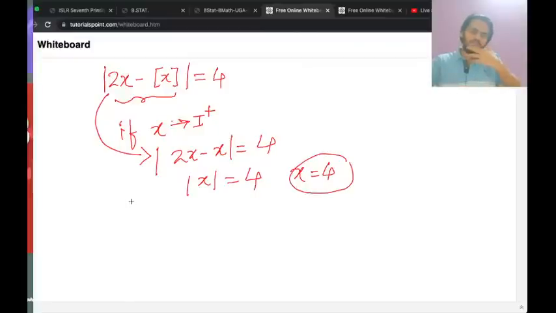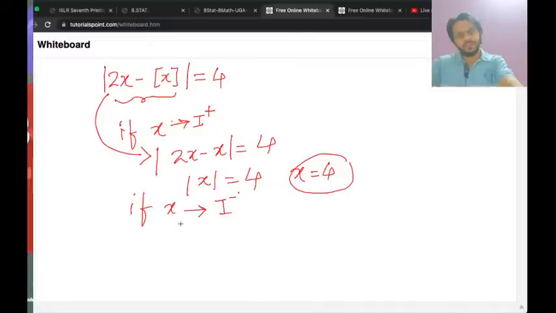What about the other one? So let's say if x is negative, before moving to negative integer, let's look at the obvious case. If x is 0, put 0 over here, right? You'll get 0. Put 0 over here, you'll get 0. So this is no solution. So I'll get no solution from here. So let me look at negative integral part.